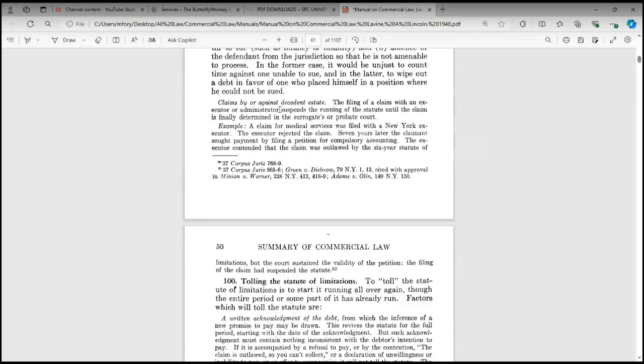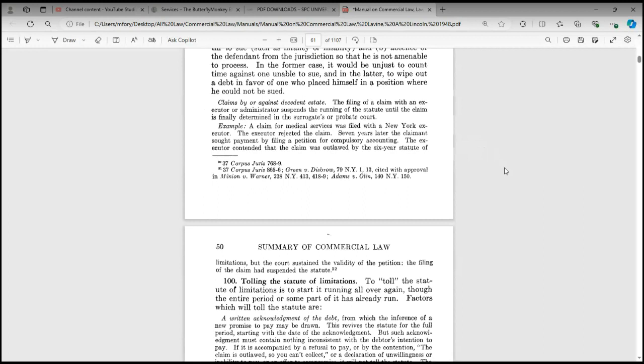Statute of limitations is frozen. Claims by or against decedent estate. The filing of a claim with an executor or administrator suspends the running of the statute until the claim is finally determined in the surrogate's or probate court.